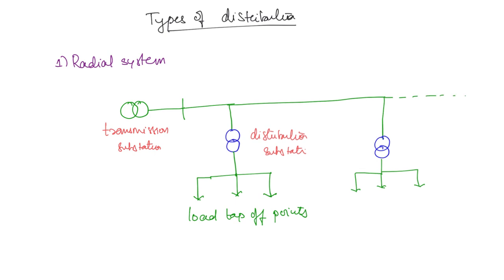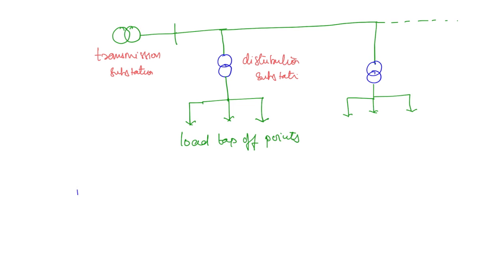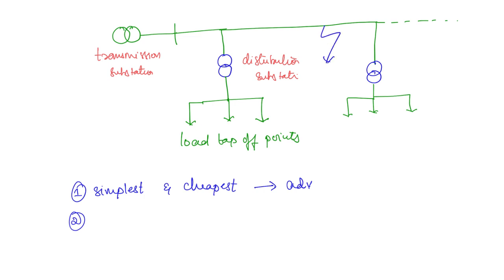So what are the advantages and disadvantages of this system? The very first advantage is it is the simplest and the cheapest form of distribution. But one big limitation of this kind of distribution system is in case of any fault in the feeder. Let us say there is a fault here. The fault is represented like this.